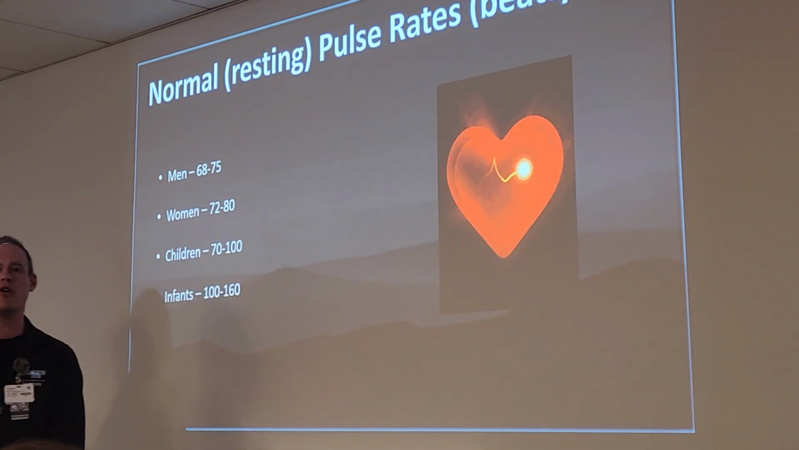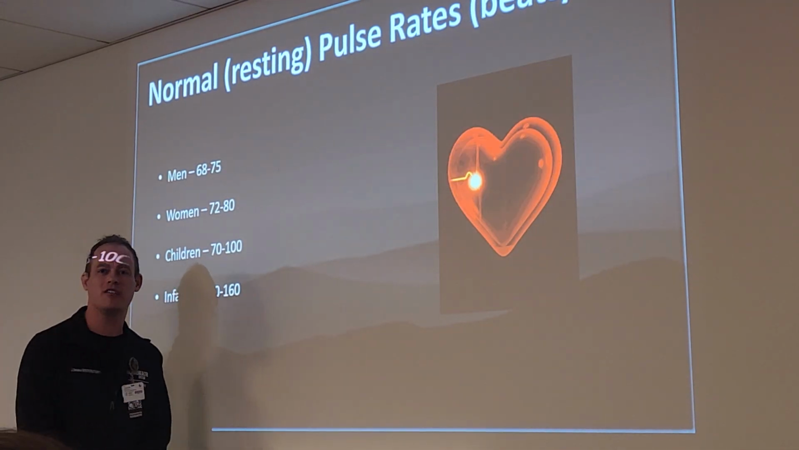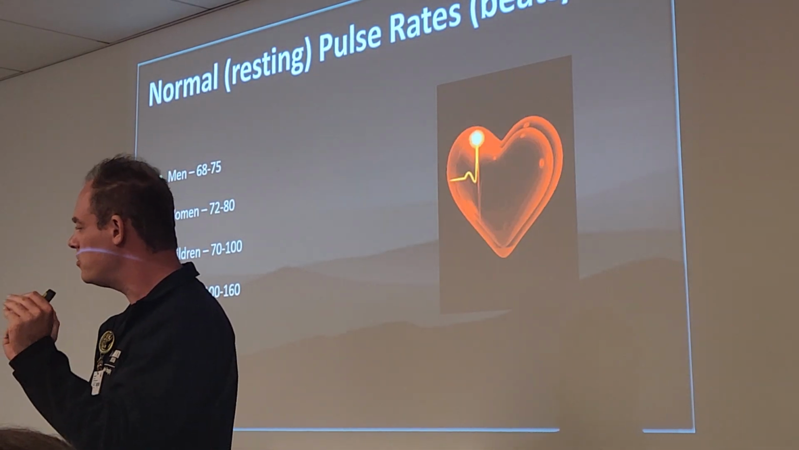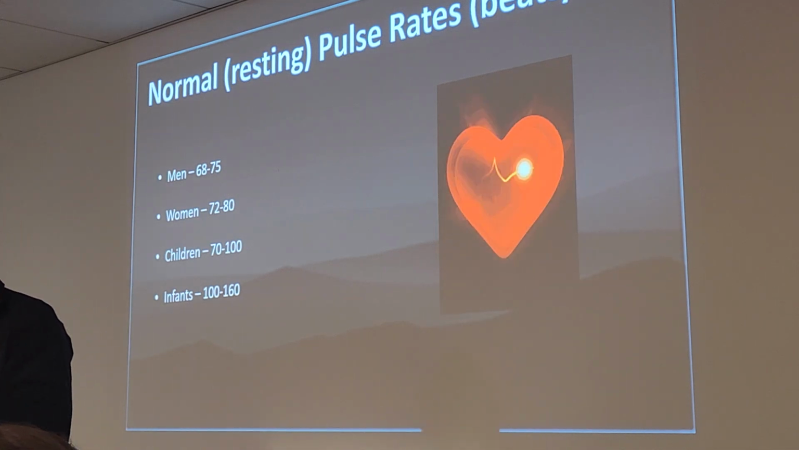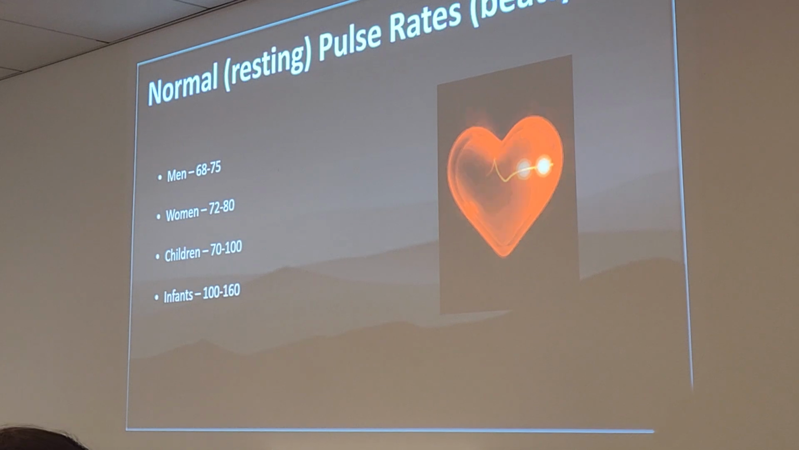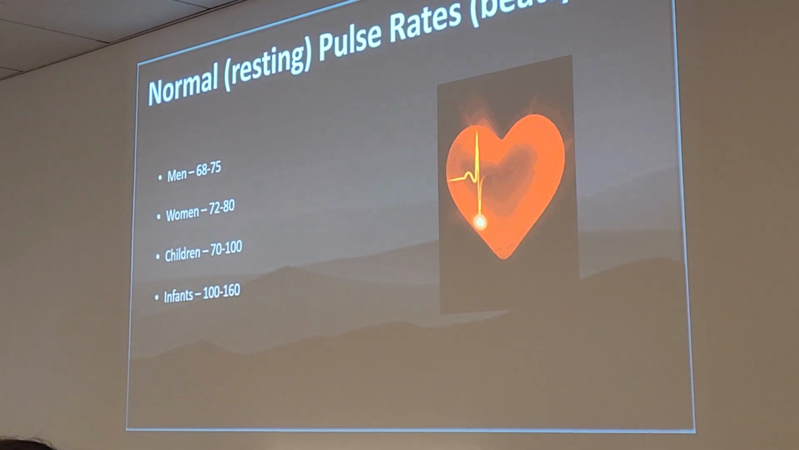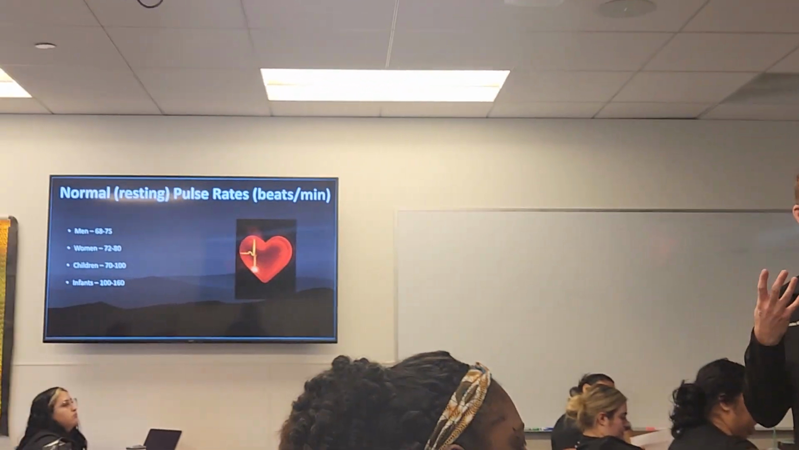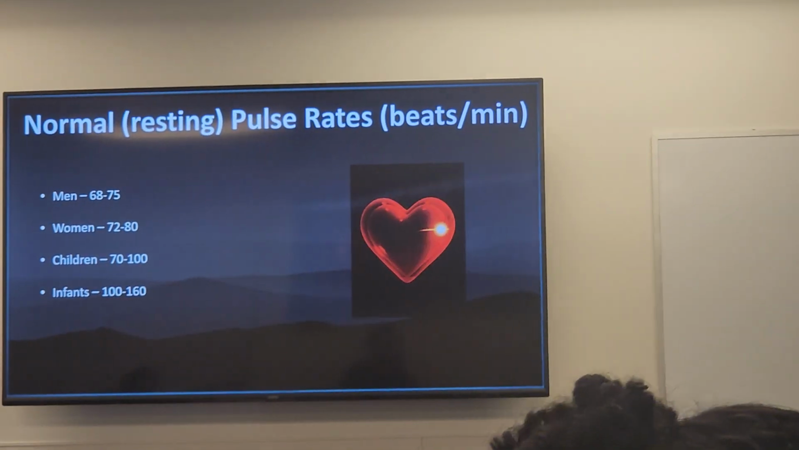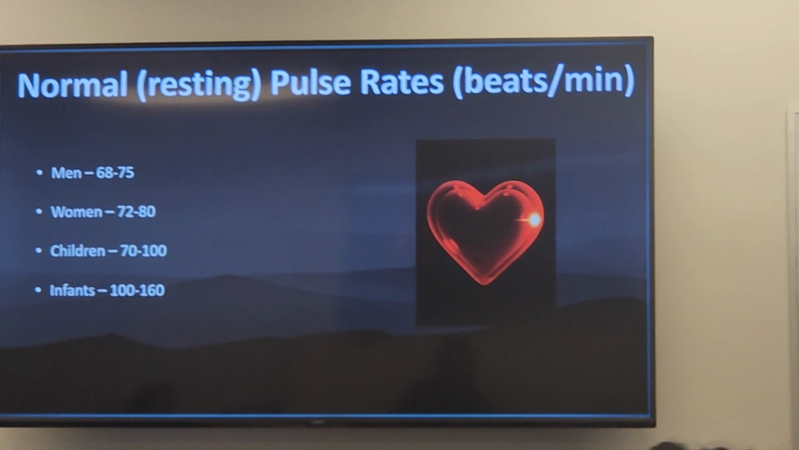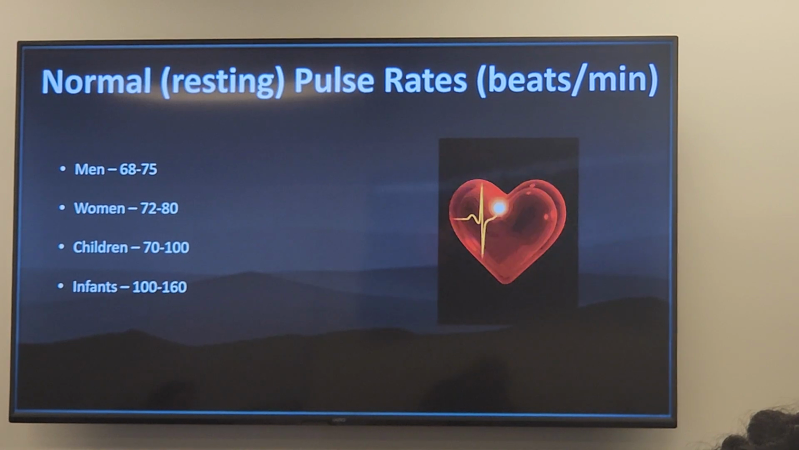All right, what about our normal resting pulse rates? We're still talking about some vital signs here. There are slight variances depending on the text you use, but these are the most common averages you're going to see in the question formats I have been giving. For men, 68 to 75. For women, 72 to 80. Children, 70 to 100. And infants, 100 to 160. All four of those are very important to know. A child is 1 year old to puberty, while an infant is 1 year old and below.